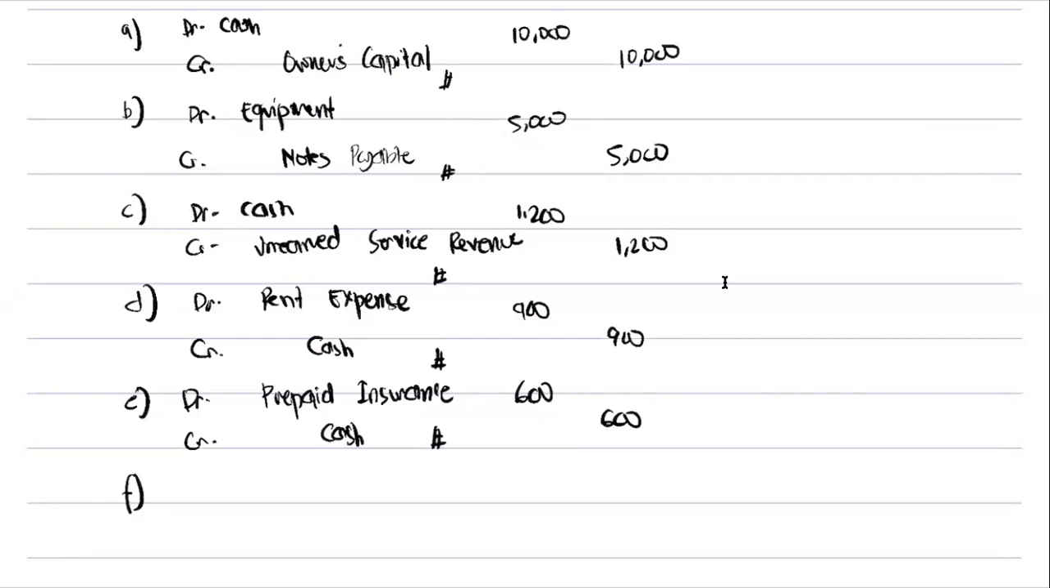Okay. Letter F. On October 5, Pioneer purchases an estimated 3-month supply of advertising materials on account from Aero supply of 2,500. So this is a purchase of supplies on account. So our entry is a debit to supplies and a credit to accounts payable. So the amount of our journal entry is equal to 2,500.